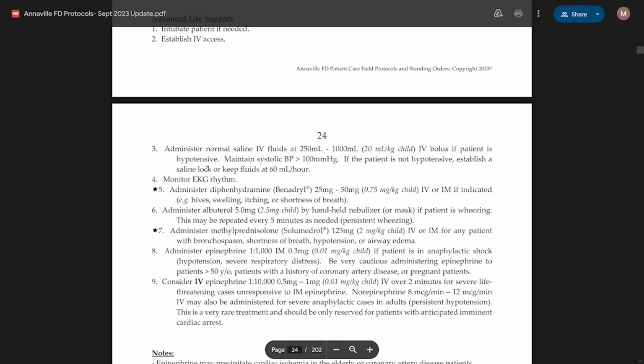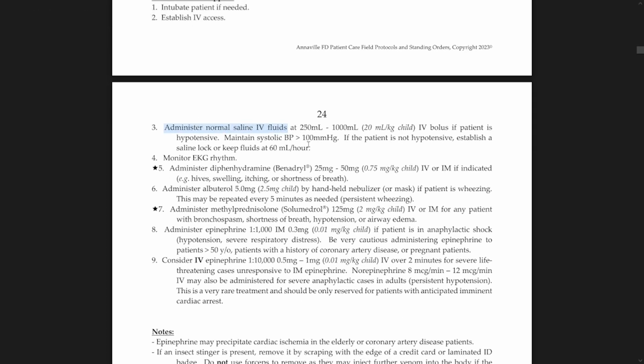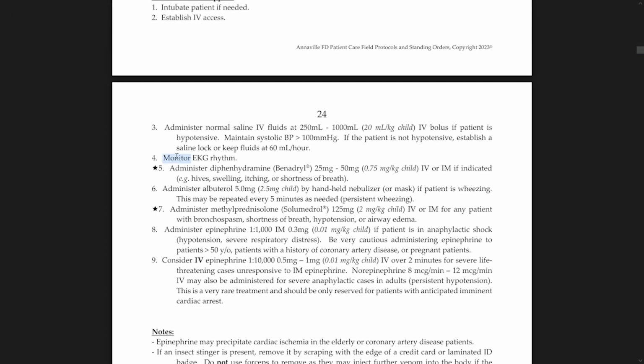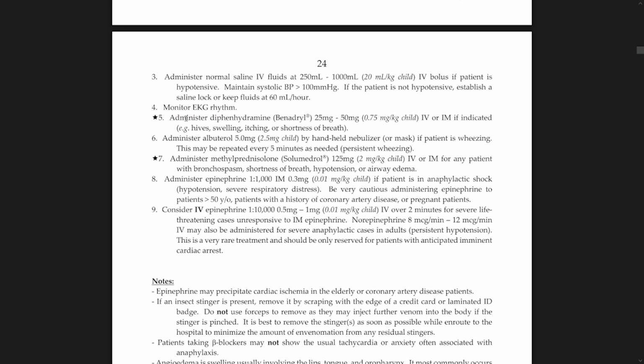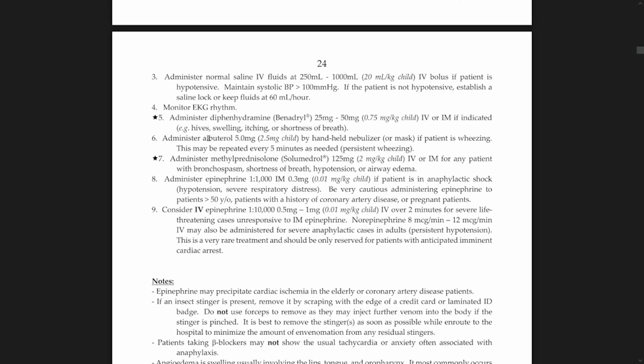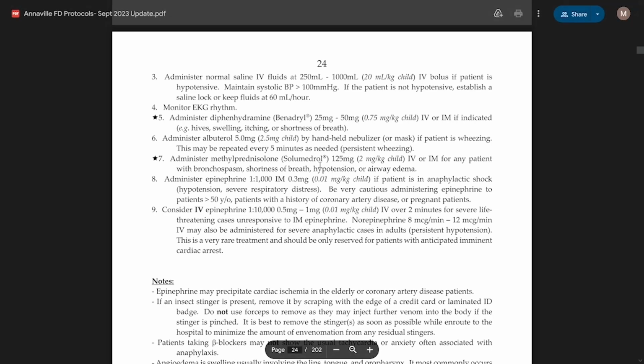Establish IV access. Administer normal saline via an IV fluid setup, but only if your patient is hypotensive. Monitor their EKG rhythm. Administer diphenhydramine, which is Benadryl, 25 to 50 milligrams, which is also 0.75 milligrams per kilogram for a child, either IV or IM, which is intramuscular. If indicated, such as them having hives, swelling, itching, or shortness of breath, administer albuterol, 5 milligrams for an adult or 2.5 milligrams if it's a child, by a nebulizer. But this is if the patient is wheezing, and you can repeat this every 5 minutes as needed.